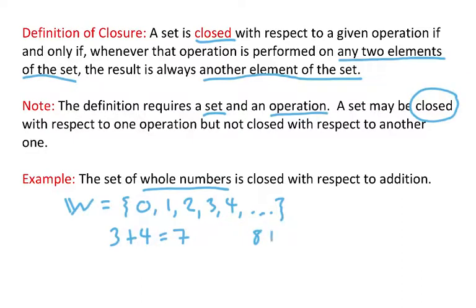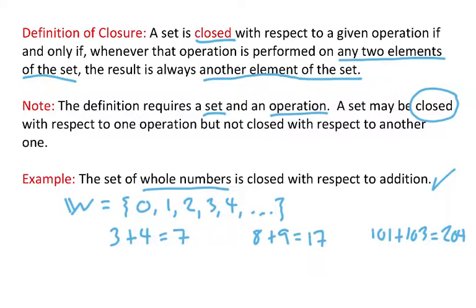Pick any two whole numbers, no matter what they might be. Will you always get another whole number, another element of the same set? And I believe the answer is yes. No matter how far you may go, you add any two whole numbers and you will always get another whole number. So the set of whole numbers is indeed closed with respect to addition.